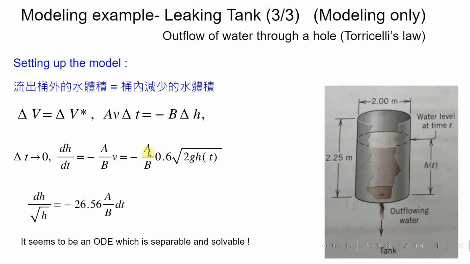Both A and B are constants, and g, which represents gravity, is also a constant. So this ODE can be further arranged into this one, and we can notice that this is a separable ODE, and it seems solvable, right?